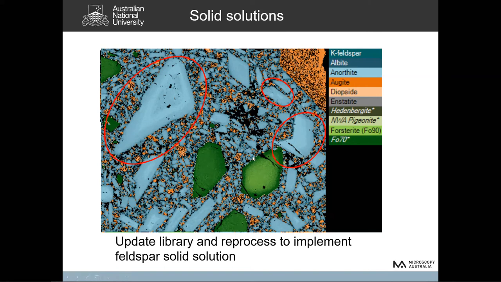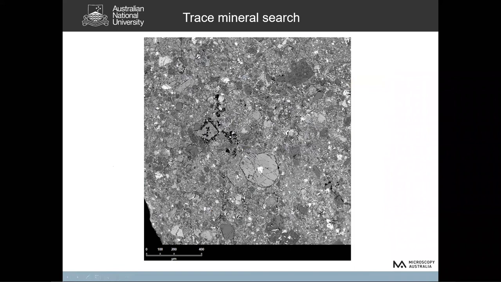Okay, so what can you do once you've correctly identified the mineralogy? One of the things you can do is look for a trace mineral search, trace compound search. So here's a backscattered image. I'm looking for, say, zircon. Zircon has generally got higher atomic numbers, so I can try individual analysis and look for which one might be zircon.